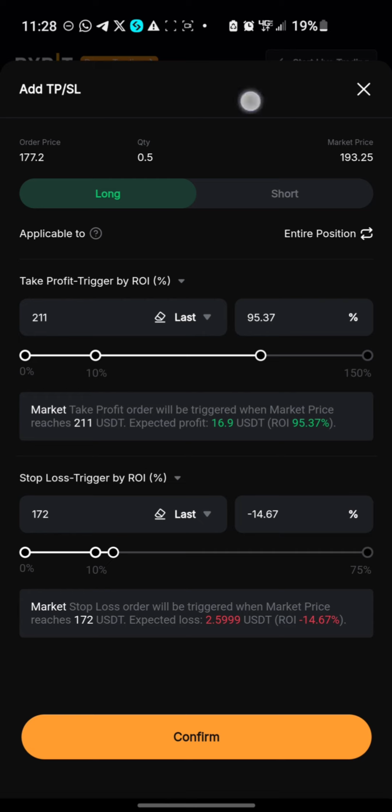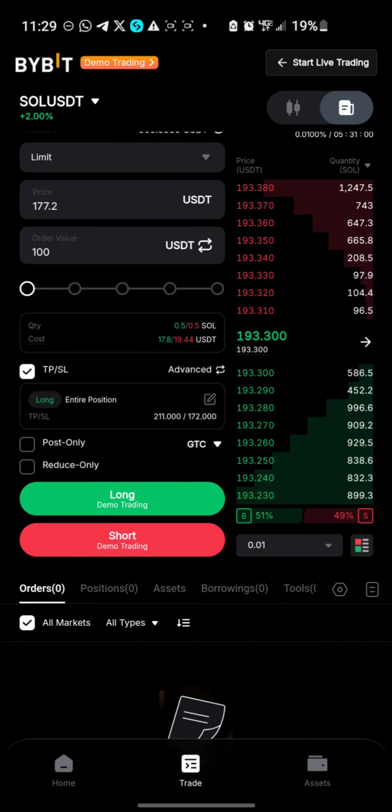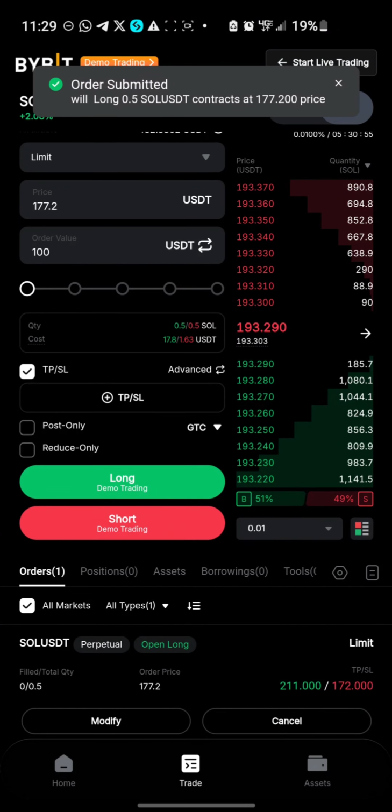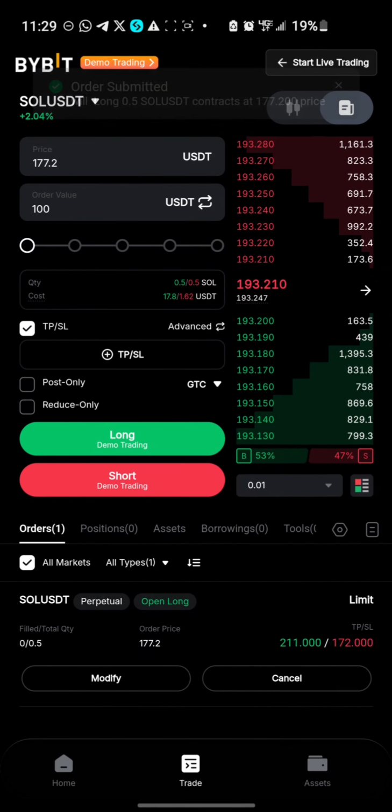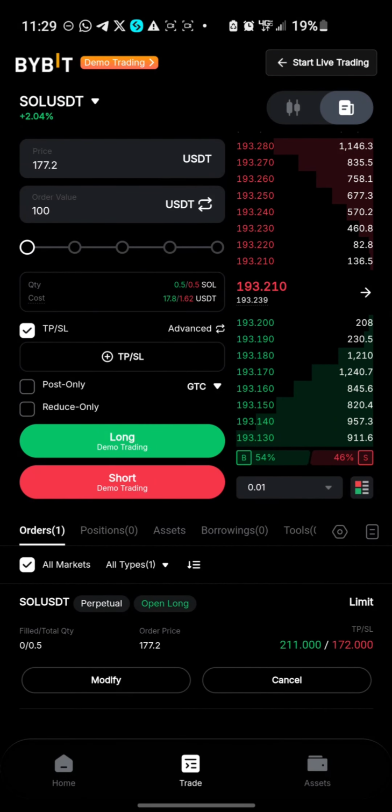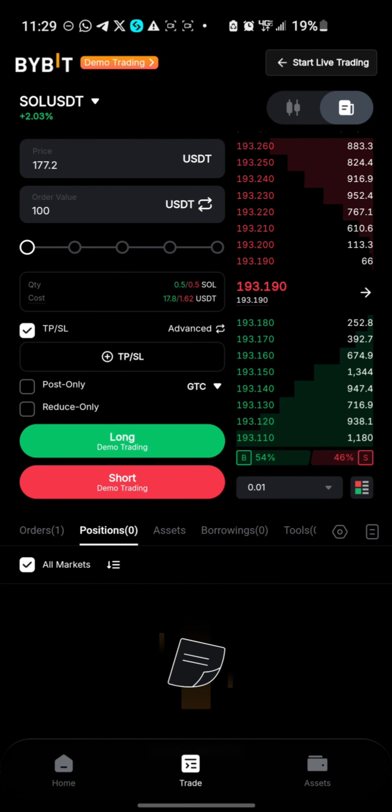So in this video now, you can see that if I hit stop loss on this trade, I'll be losing 2.599 USDT, and if I hit take profit, I'll be gaining 16.9 USDT. After that, you press confirm, then you click on this long button, and the trade will be automatically placed. You can see the trade has been placed there under the order type, but not under the position type. So that's how you can place the limit order.